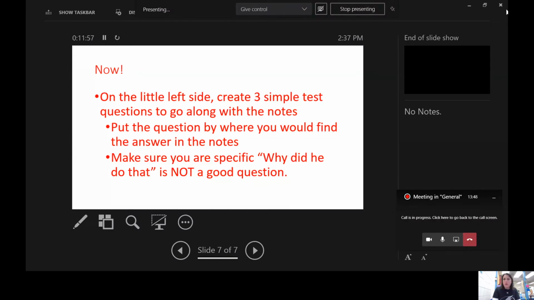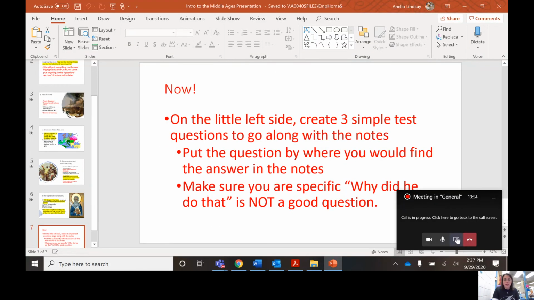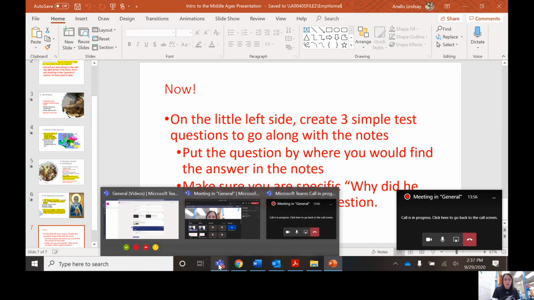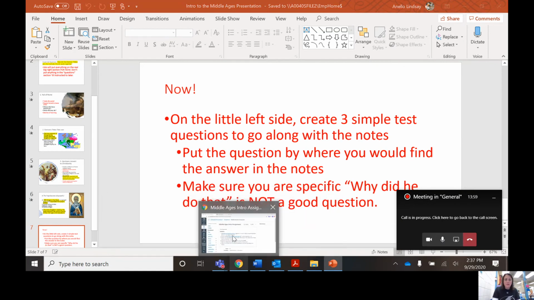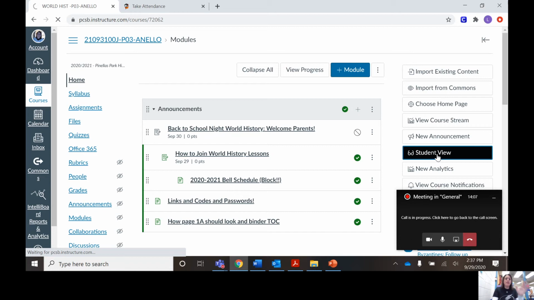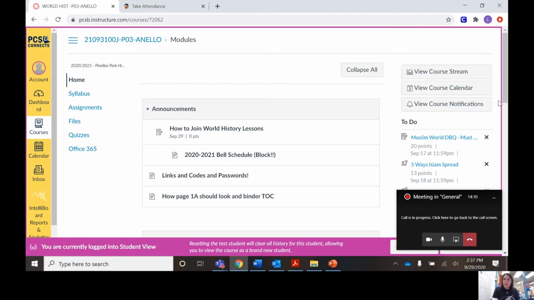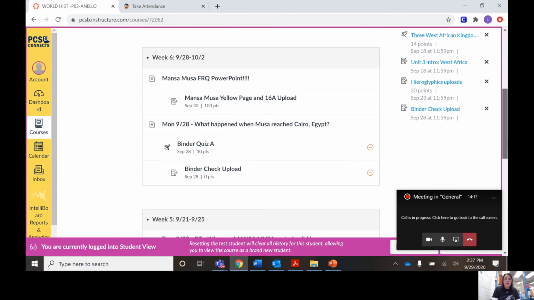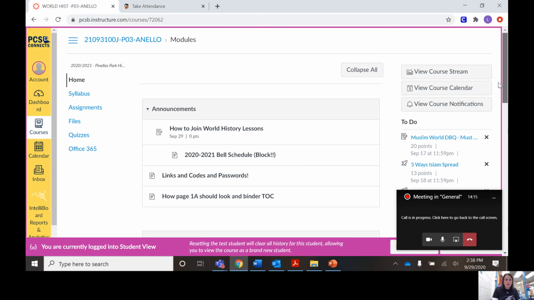is you will go to Canvas. Just got to find my Canvas. You know what, I'll just share my whole screen. Let me share my screen. So you go to Canvas. Let's go home. I'm going to put it in student view so it makes more sense, not all this confusion that I have on mine. So you go here. Okay.